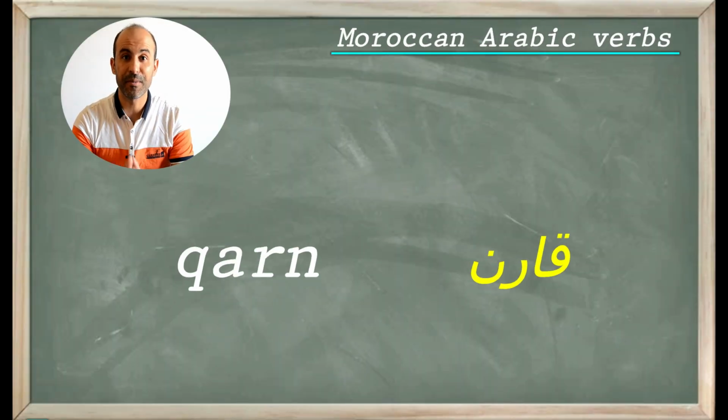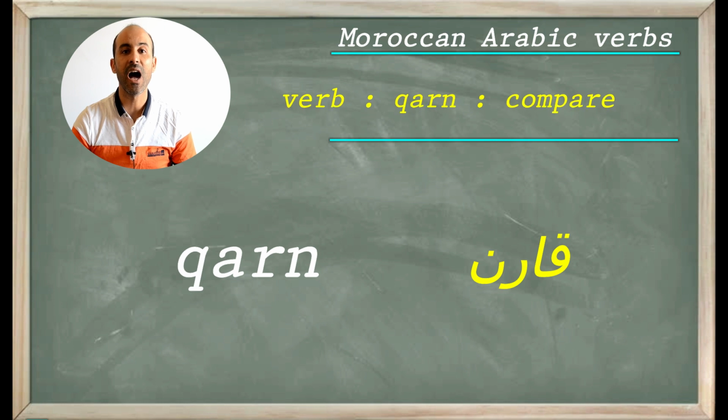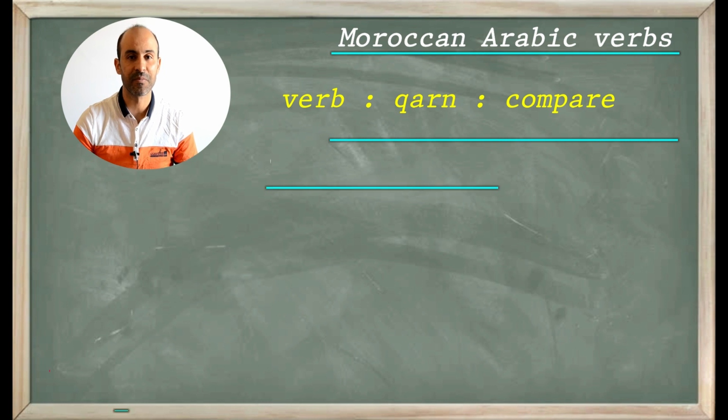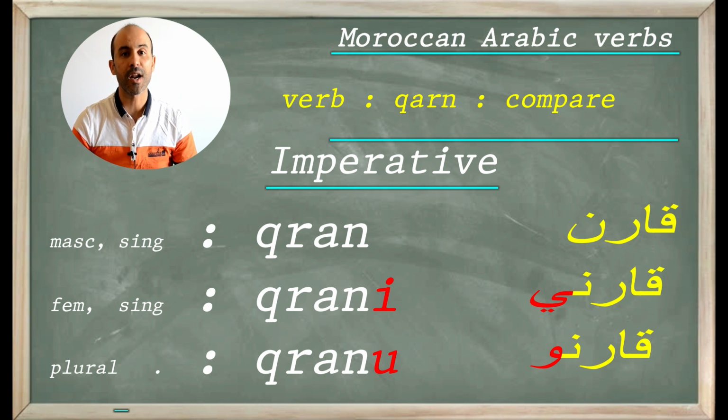The second verb in this video is قارن. قارن is to compare between two things. So the imperative forms are قارن if you are talking to a man, قارني if you are talking to a woman, قارنوا if you are talking to a plural, to a group of people.